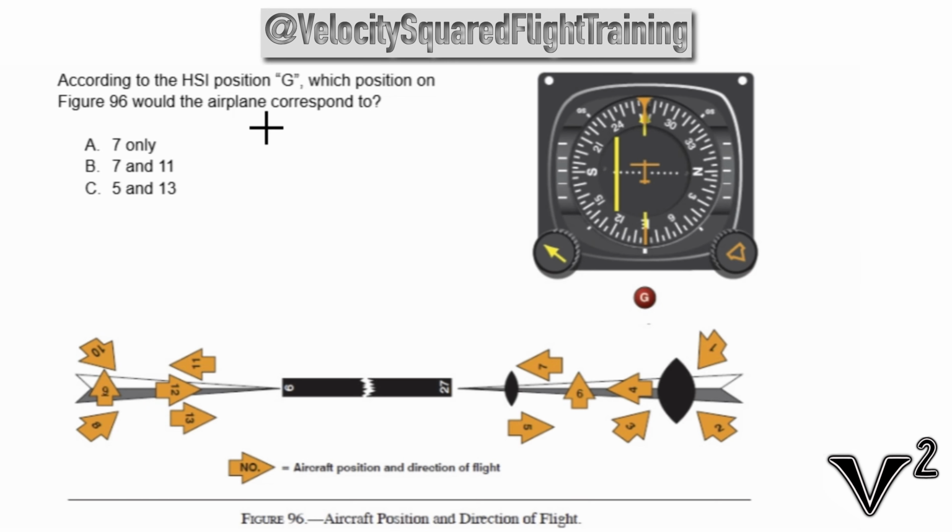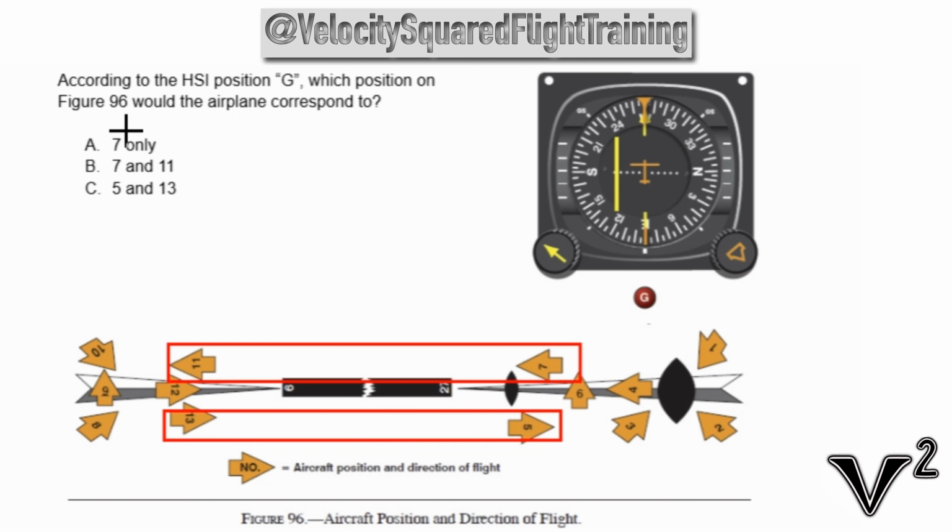All right, so this one's pretty easy. It's kind of the same thing. We got G here. We got figure 96 down here. Our answer choices are either 7 and 11 or 5 and 13 or just 7.